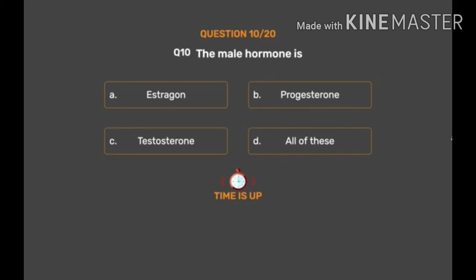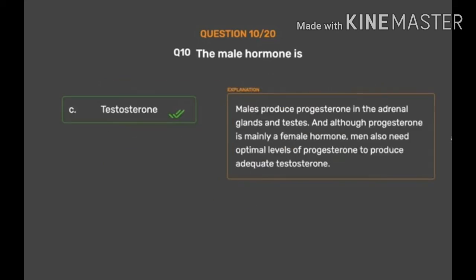The correct answer is option C, testosterone. Males produce progesterone in the adrenal glands and testes. And although progesterone is mainly a female hormone, men also need optimal levels of progesterone to produce adequate testosterone.